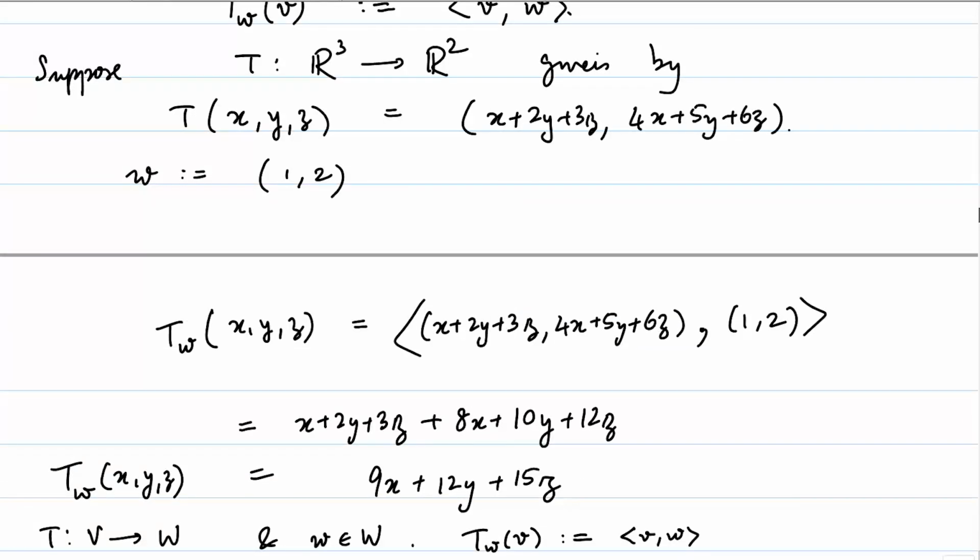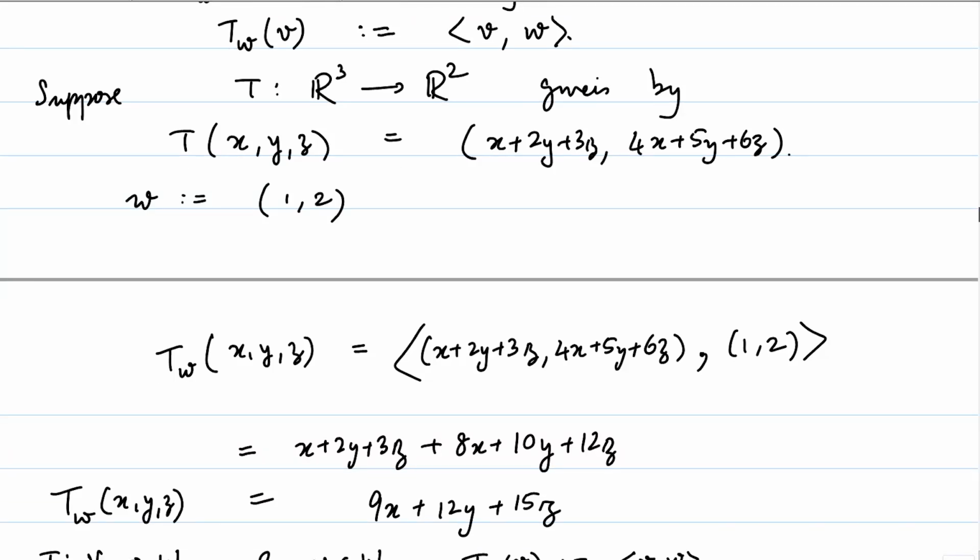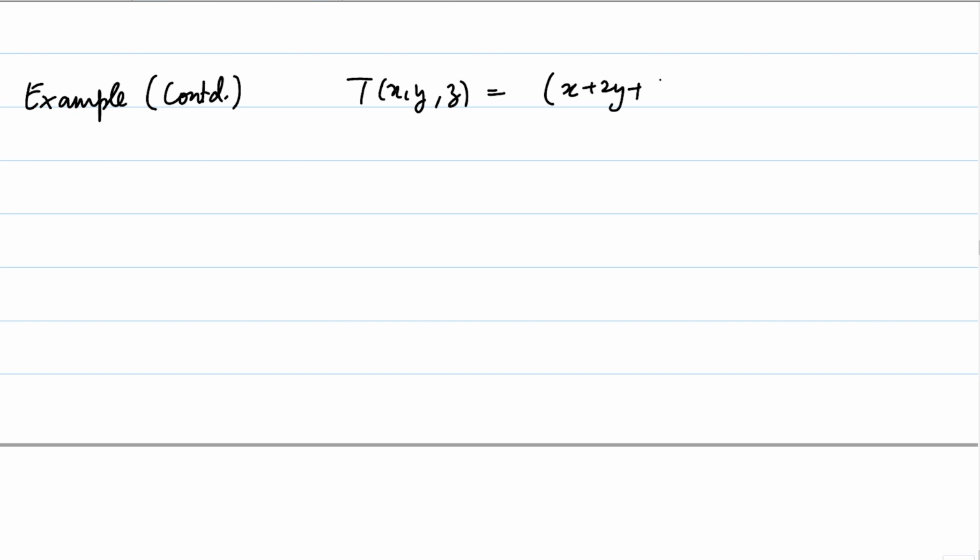Let's do one thing. Let's compute the explicit formula of T star in our case. So let me just write down here the example, example above continued. So recall that T of (x, y, z) was equal to (x plus 2y plus 3z, 4x plus 5y plus 6z). And let's attempt computing what T star of (a, b) is. So T is from R3 to R2, so T star will be from R2 to R3, right?